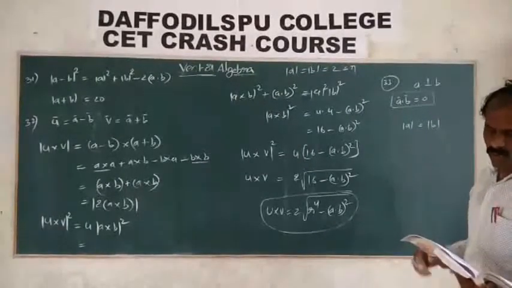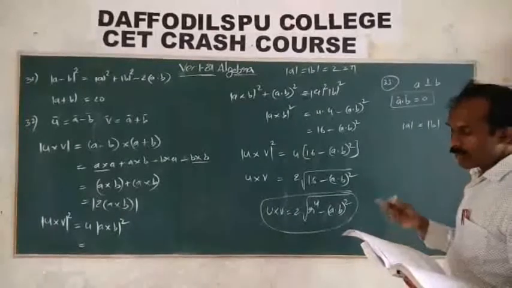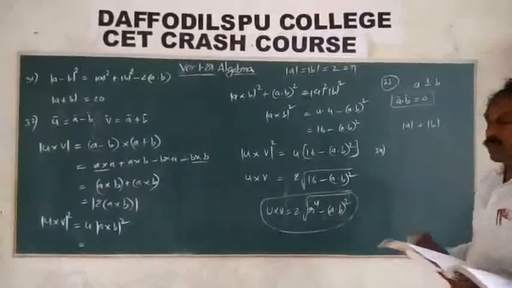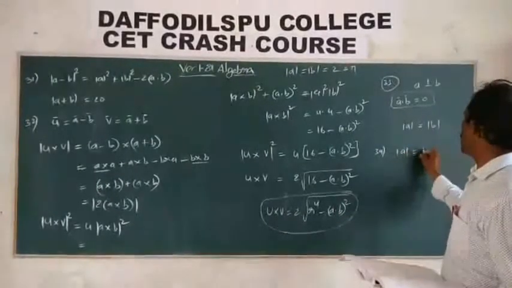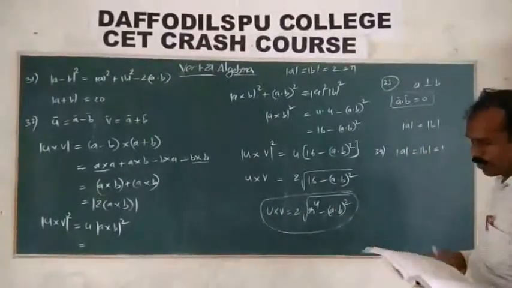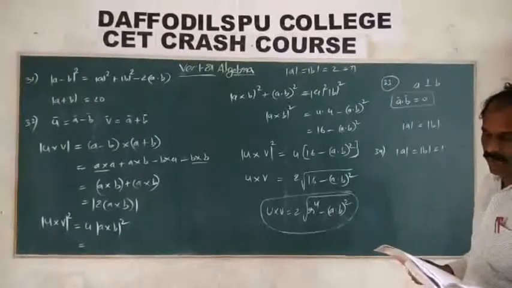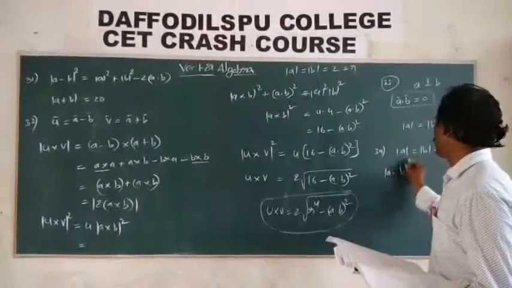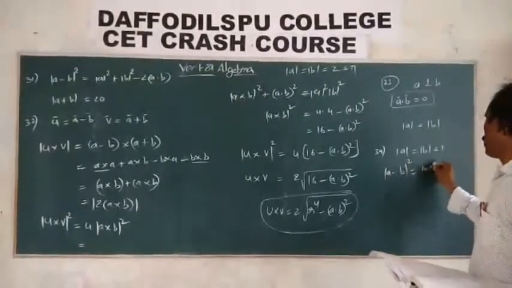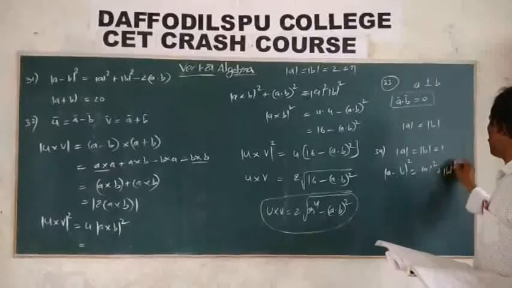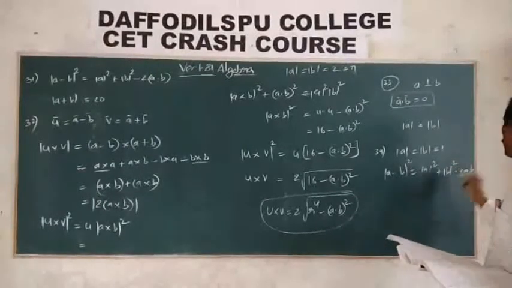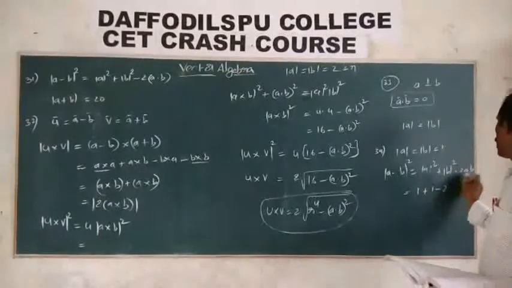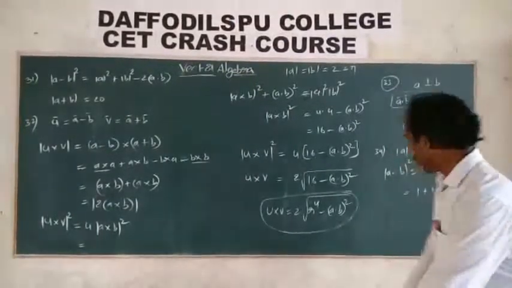34. Modulus of a minus b. a, b are unit vectors. Unit vectors means modulus a, modulus b value is equal to 1. And theta is the angle between a and b. Then modulus of a minus b, I will take the whole square: mod a square plus mod b square minus 2 a dot b. Mod a square is 1, mod b square is 1, so 1 plus 1 minus 2 times modulus of a dot b.